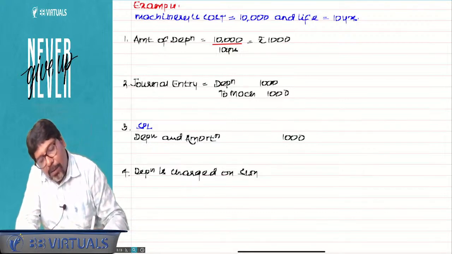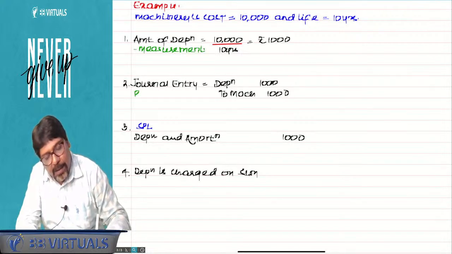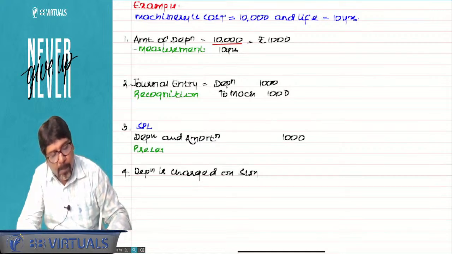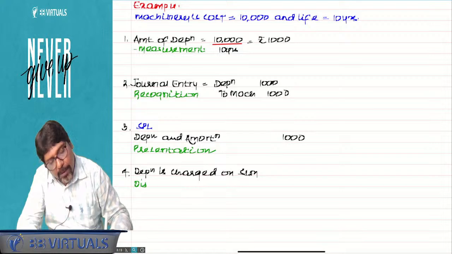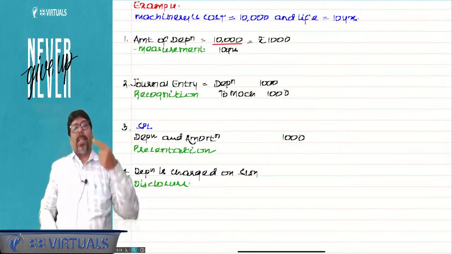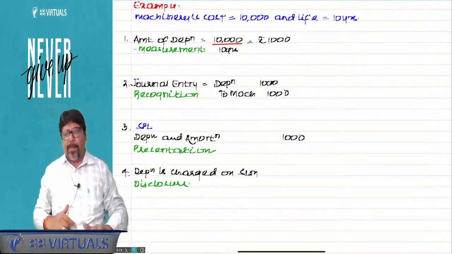Now Chartered, this is known as measurement. This is known as recognition. This is known as presentation. Correct? And this is known as disclosure. Oh my God. So that is why these four are considered RMPD, considered most important. Recognition. So all accounting standards, Chartered, will keep revolving around these four parts only.